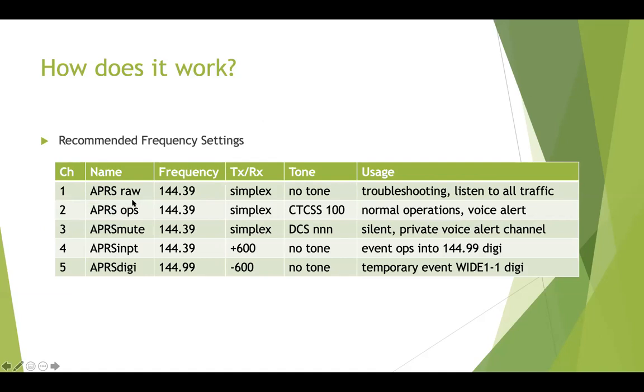So your channel 1 would be your APRS raw channel, and that's set up with no tone. Basically, when you're set to the APRS raw, you're going to be listening to everything that's going. I'm going to put my radio on raw right now, and we'll wait for some traffic to come through so you can hear what it sounds like.